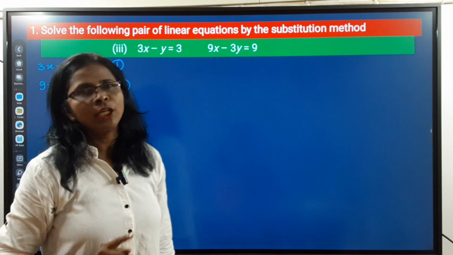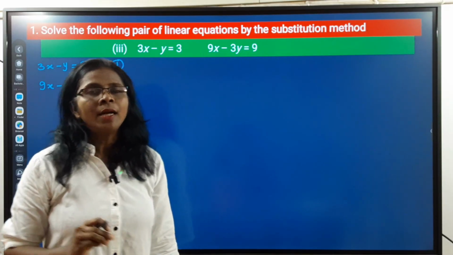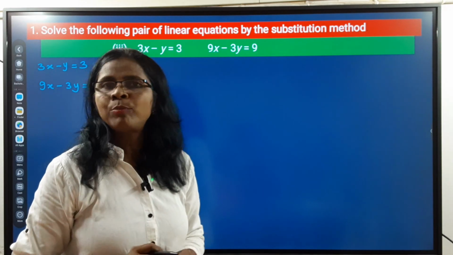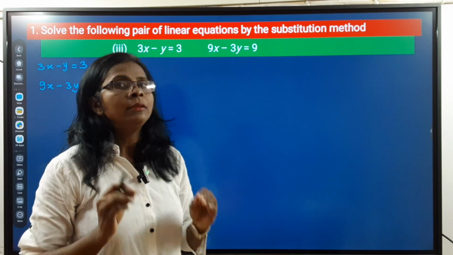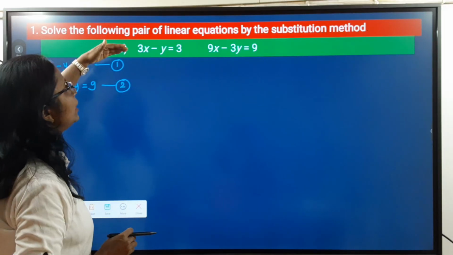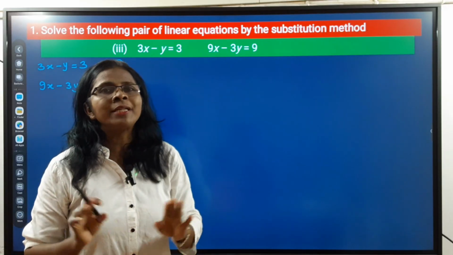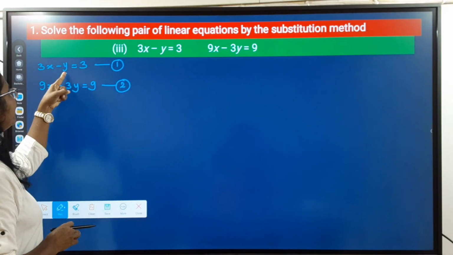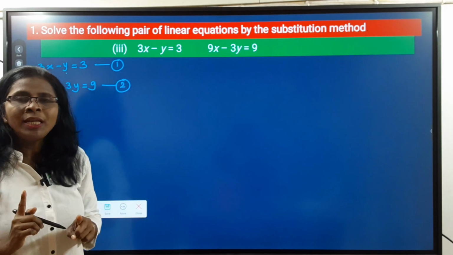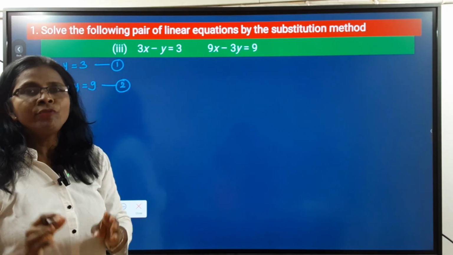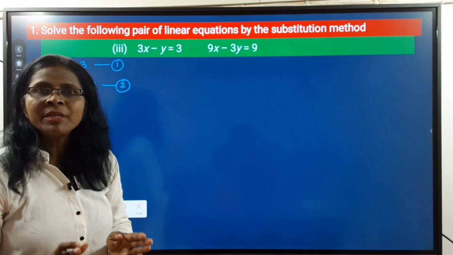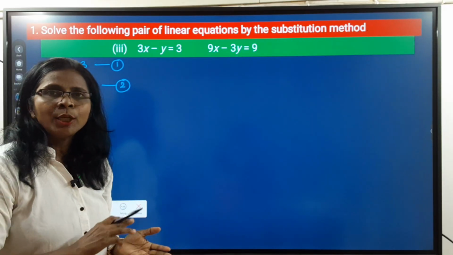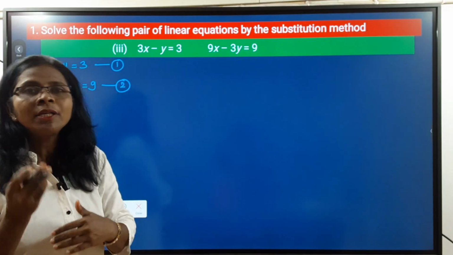Now, students, carefully observe. The clue for solving this type of equation with the help of the substitution method is that you have to observe which variable does not have a coefficient other than 1. Here in this first equation, the coefficient of y is minus 1, and that means we find the value of y. That will make it easy to put this value of y in the other equation.